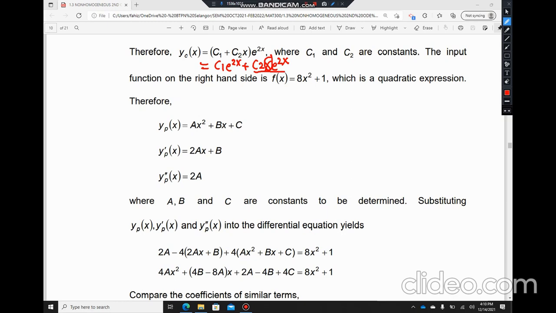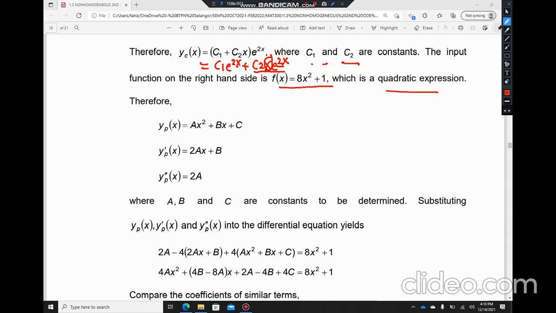Beza dengan yang distinct tadi kan. Distinct tadi just C1E M1X plus C2E M2X. But this one C1E M1X plus C2XE M1X. Sebab dia dah sama kat sini kan. Okay, where C1 and C2 are constants, the input function on the right hand side is fx equals to 8x square plus 1, which is quadratic expression.